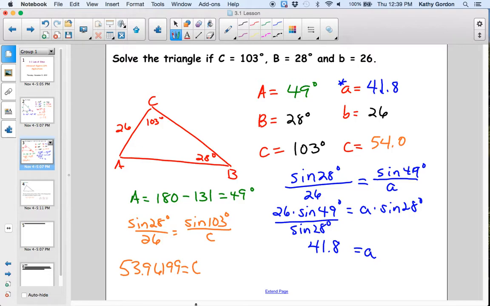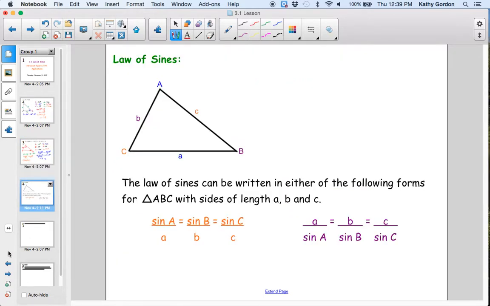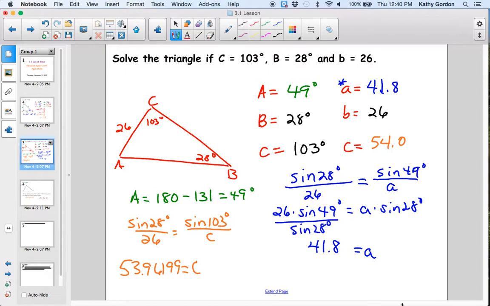Wait, Mrs. Gordon? Yep. I'm still trying to figure out, you said you wrote sine 28 over 26, why, I'm kind of confused over this side. Okay. This is what the law of sines allows us to do. It says that if I set up this ratio of the sine of an angle over the opposite side, that ratio has to be the same for all three possibilities. So I'm using that fact to set up proportions so I can solve them.